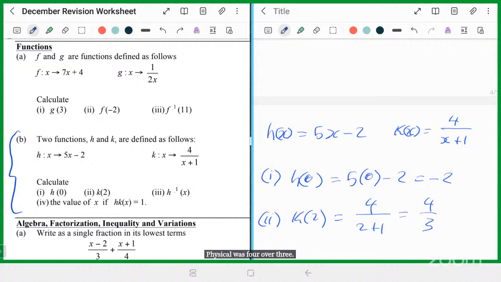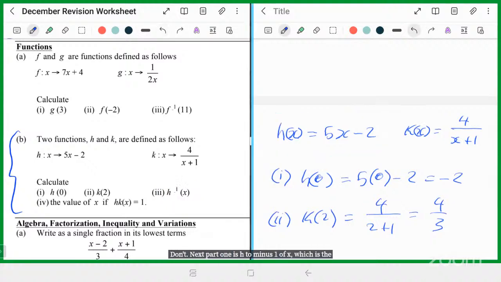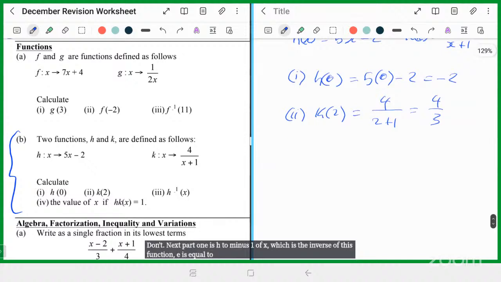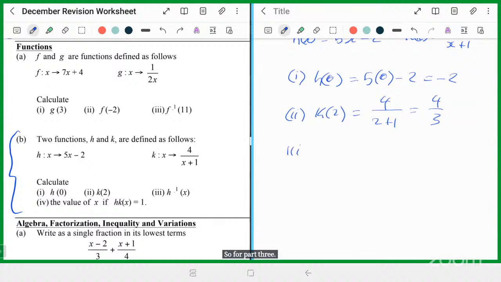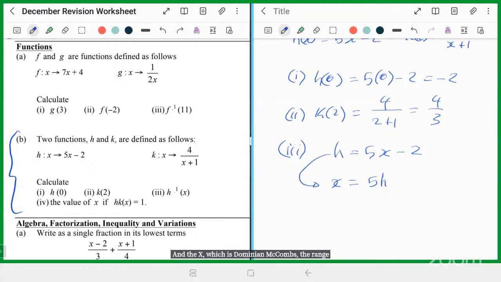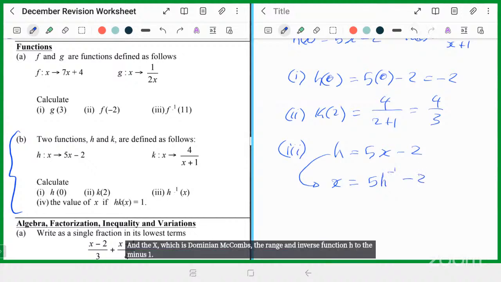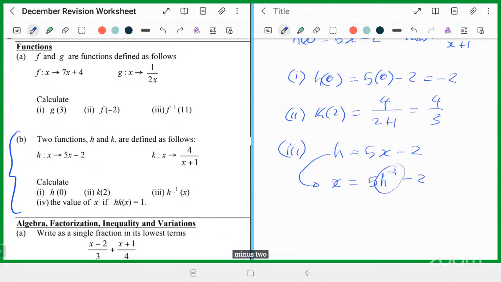Done. Next part wants h to the minus 1 of x, which is the inverse of this function. Easy question. So for part 3, start by saying h equals 5x minus 2. Then we inverse it. The h becomes x, and the x, which is domain, becomes the range on the inverse function, h to the minus 1, minus 2. And we're trying to make this a subject. Transpose the 2, add it, and then divide under the 5.